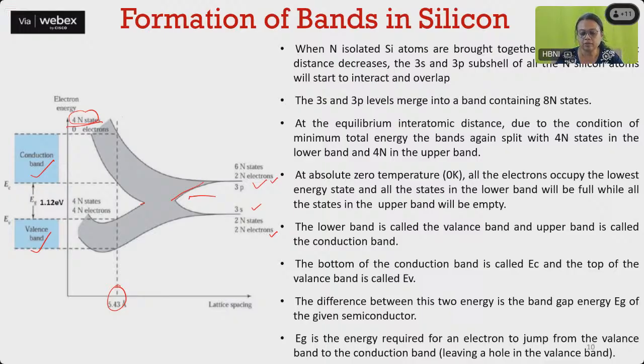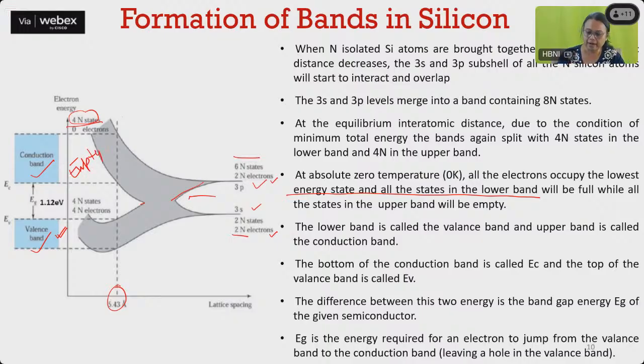Again, at the equilibrium interatomic distance, due to the condition of minimum total energy, the band will split with 4n states in the lower band and 4n in the upper band. So in total there are 8n states, because 2n are here and 6n are here. Though the number of electrons is only 4, the number of allowed energy levels is 8. So 4 go to the higher energy state and 4 go to the lower energy state. At absolute zero, all the electrons will occupy the lowest energy state and all the states in the lower band will be full. So all the 4 electrons will be here and this will be empty.